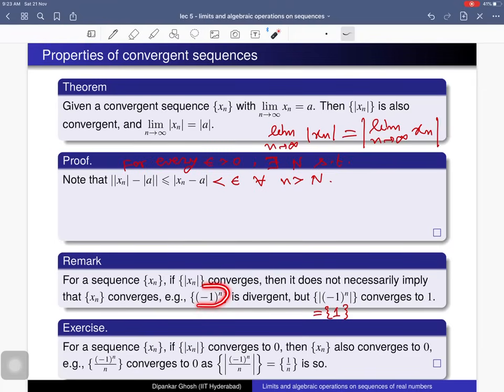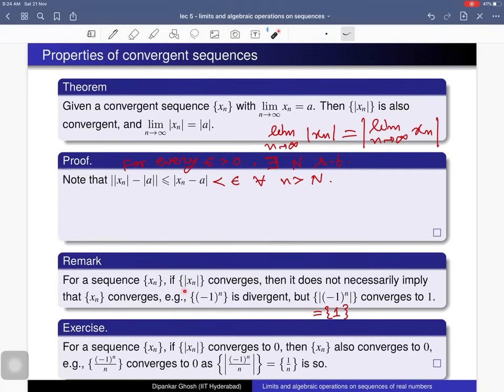So this sequence is not convergent. It is not converging to a particular value. So we say that it is a divergent sequence. This sequence is not convergent, but if you consider the sequence of absolute values, it is a constant sequence and it converges. So it converges to 1. If the sequence of absolute values converges, then you cannot conclude whether this sequence converges or not.